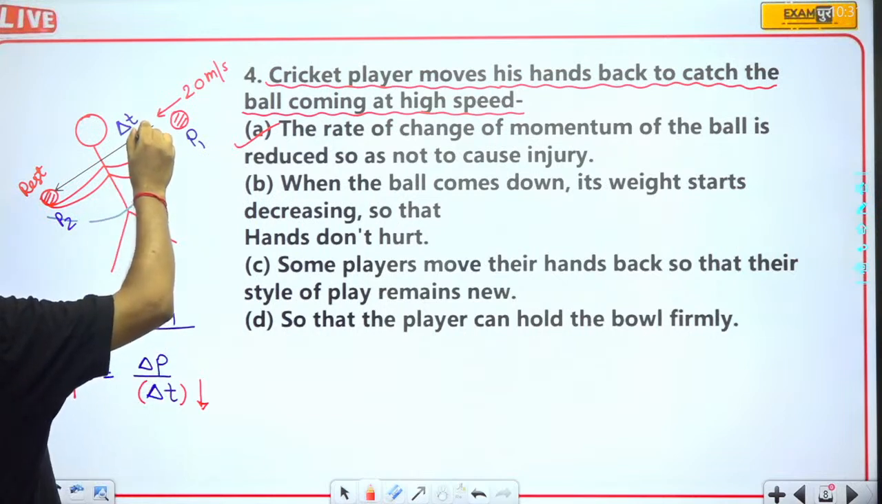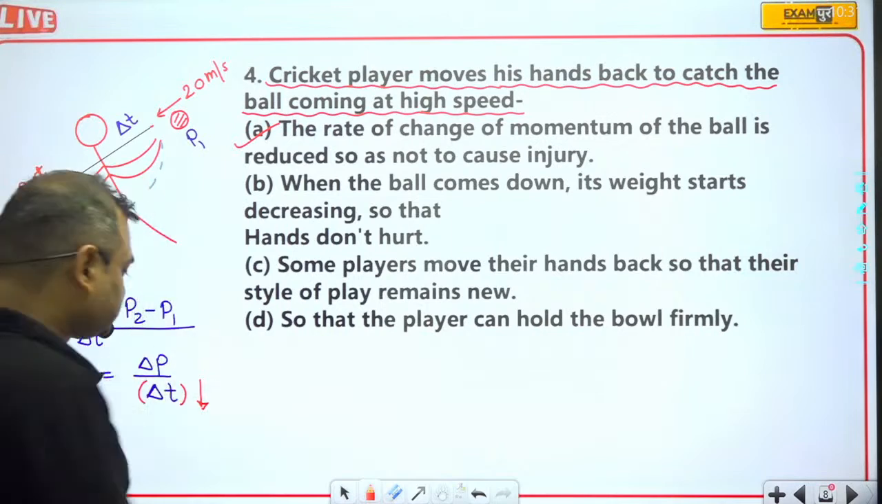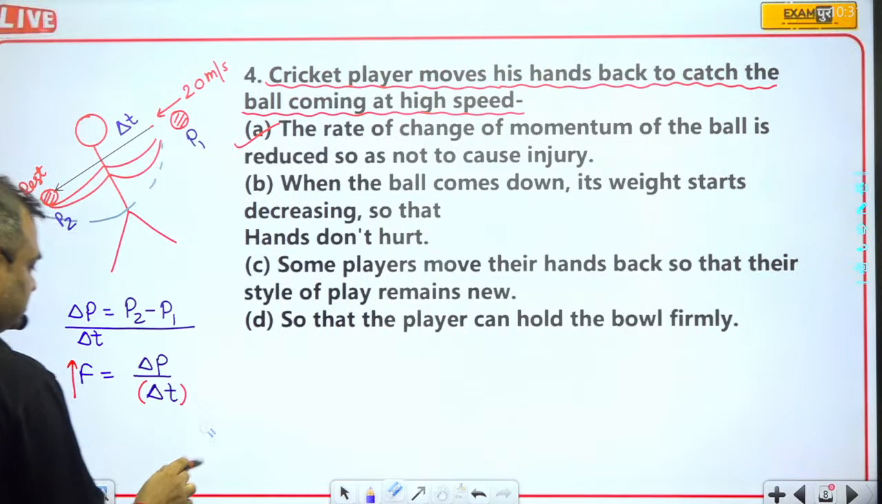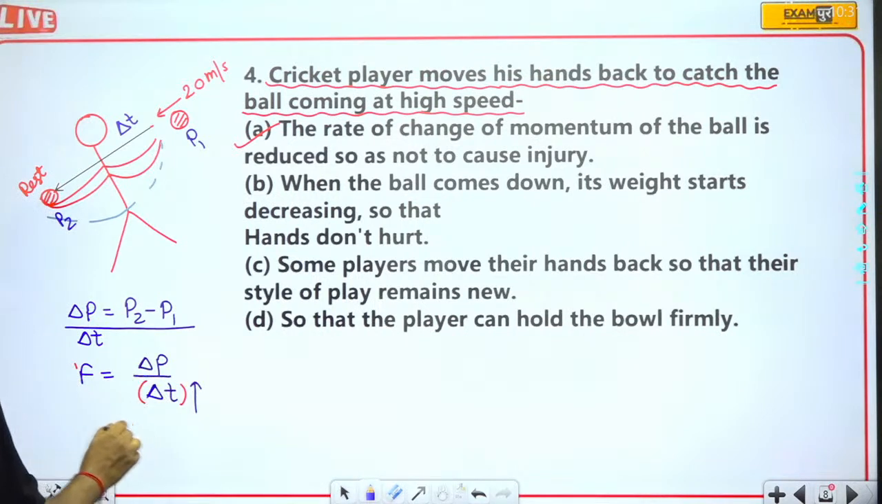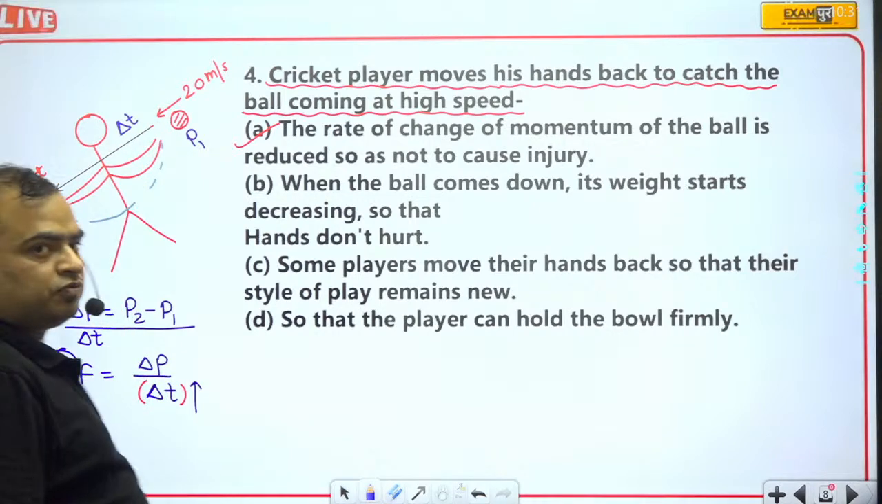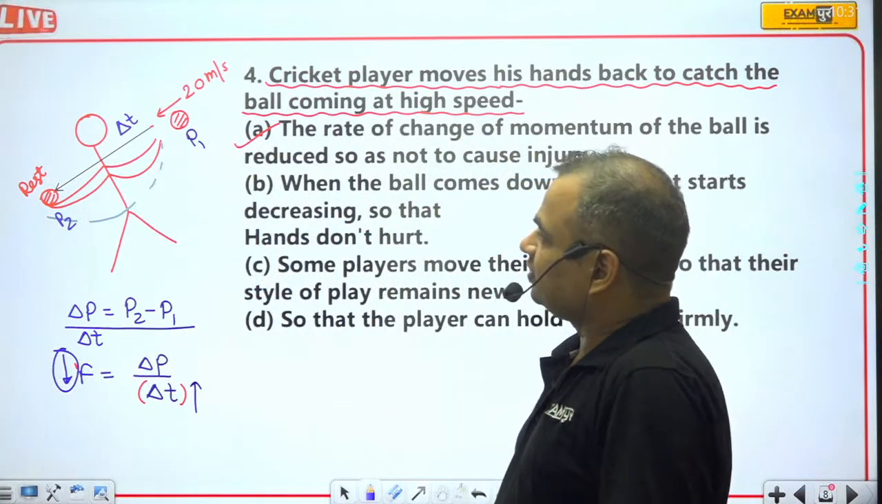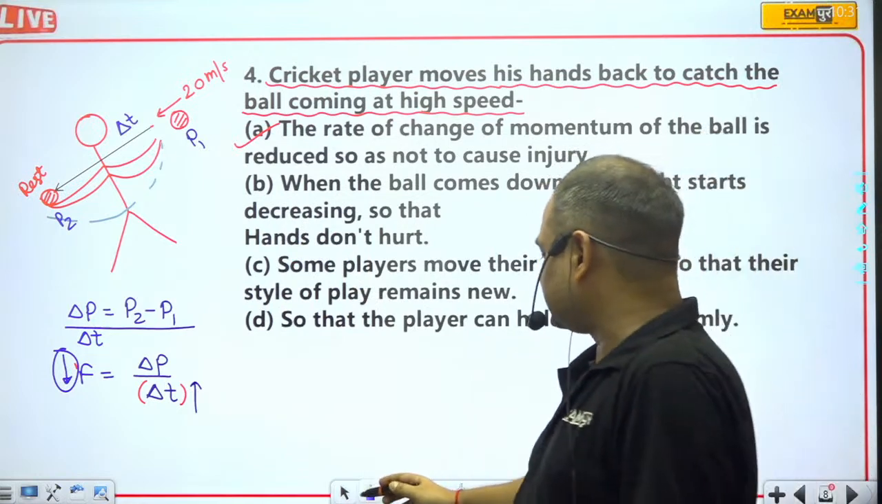But here the time taken by the ball to come to the state of rest is very high, because it will take a time delta t that is high from this position to this position. So delta t will be high, which means the value of force will be low. It means a very low force will be exerted on the palms, on the hands. That's why this man will not get hurt or get any injury on his hands.